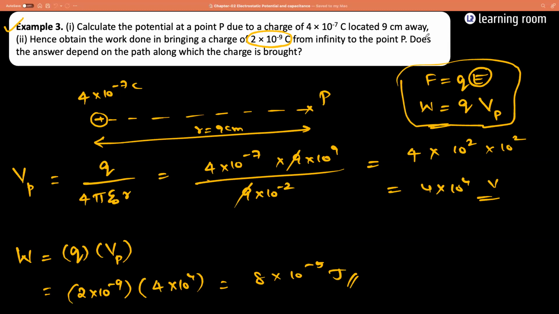Now the next question that they're asking is, this is another important point. Does the answer depend on the path along which the charge is brought? What is the answer for this? Does it depend on the path in which it is traversed? No, sir. Reason? Electrostatic forces are conservative in nature. So conservative forces are path independent. Is everyone clear with this? Yes, sir.